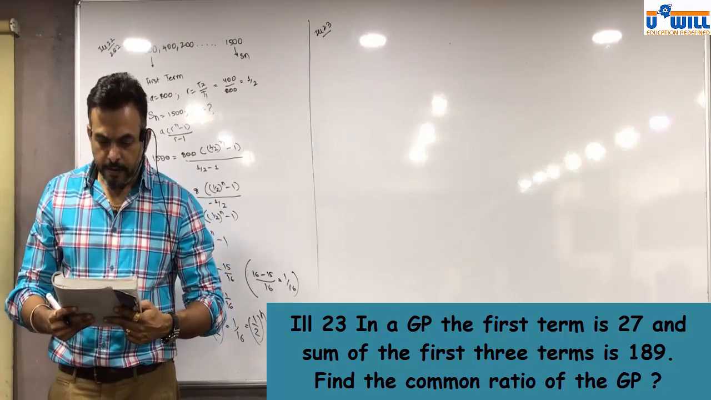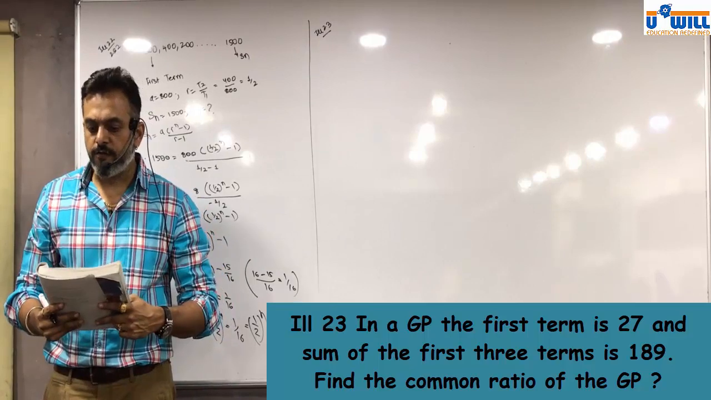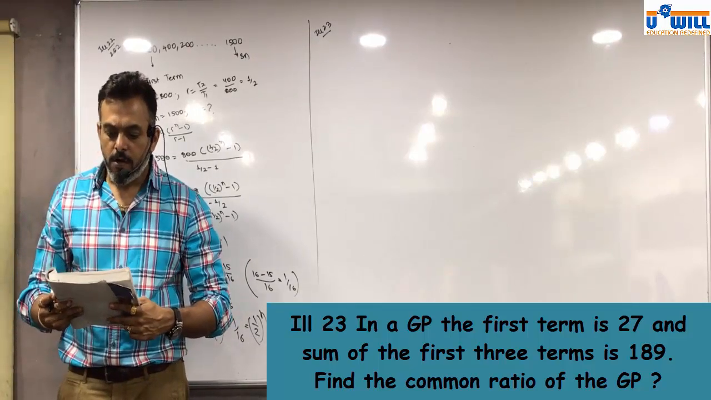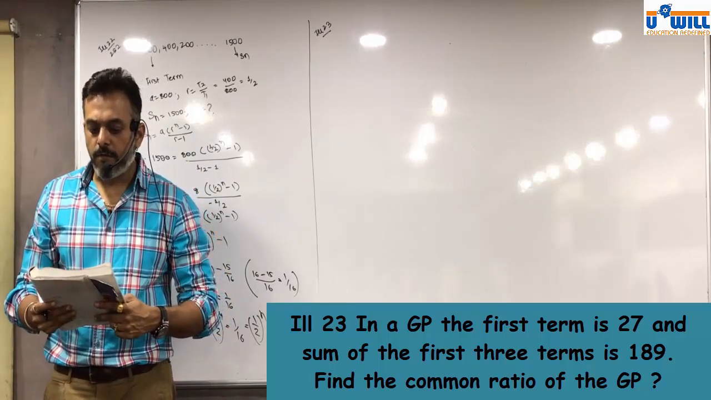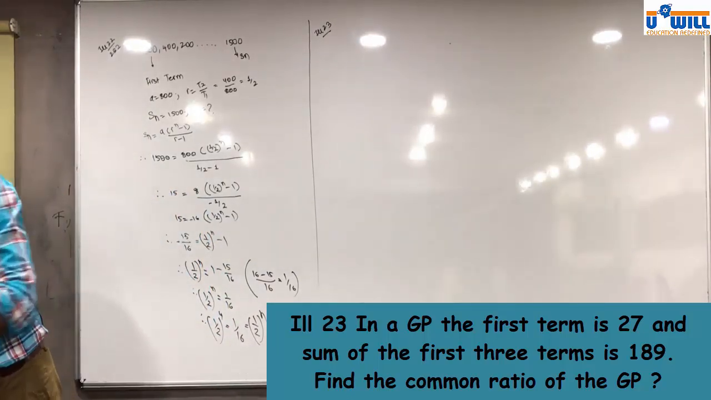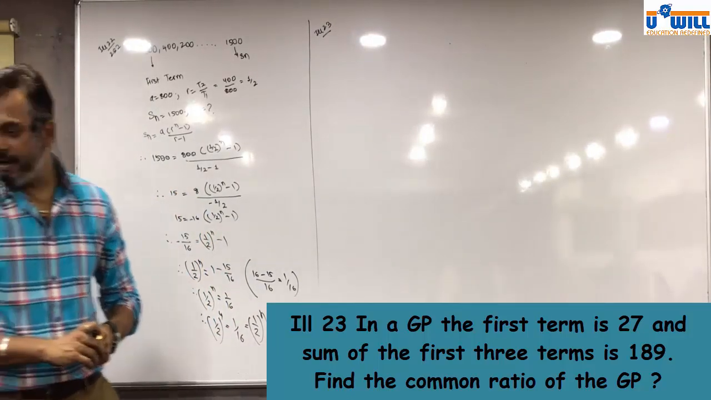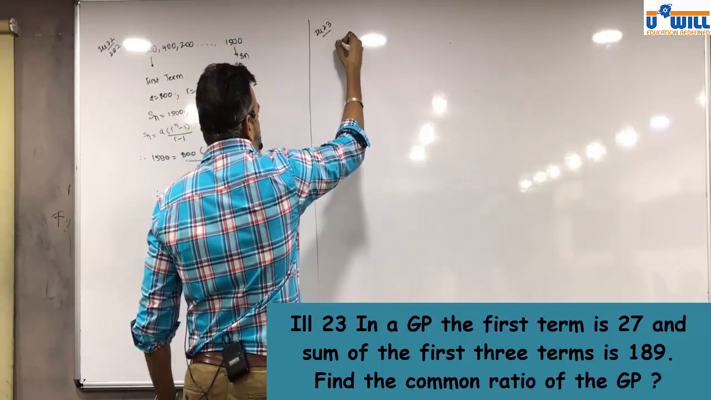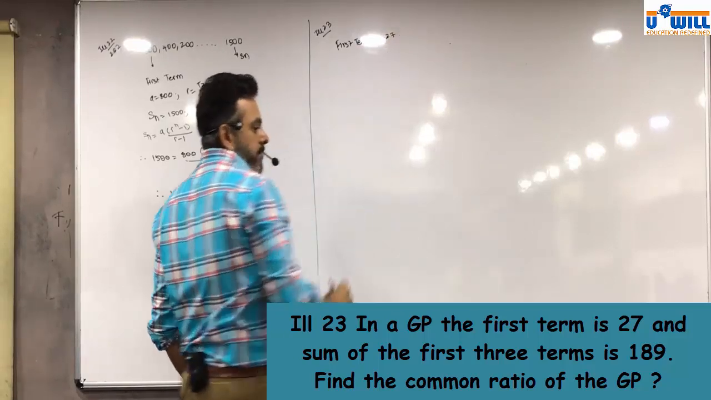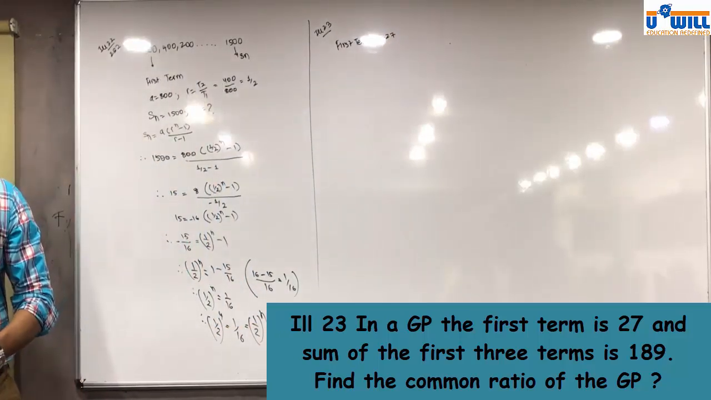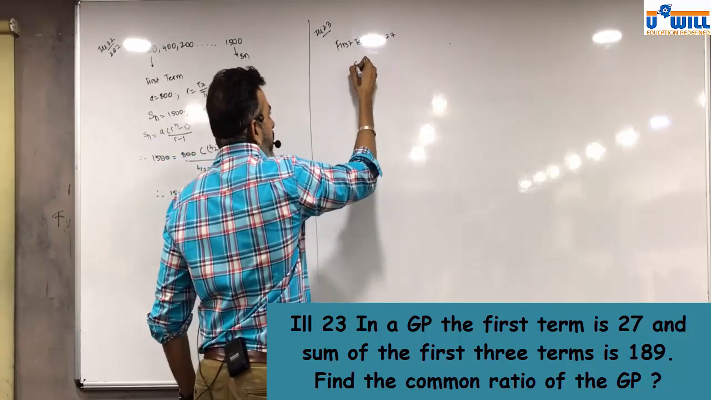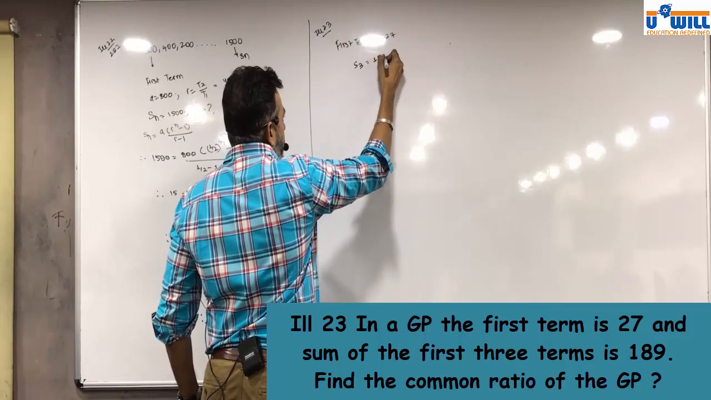In a GP, the first term is 27 and the sum of first three terms is 189. Find the common ratio of GP. Now, first term A is equal to 27. Sum of first three terms is 189, so S3 is equal to 189.